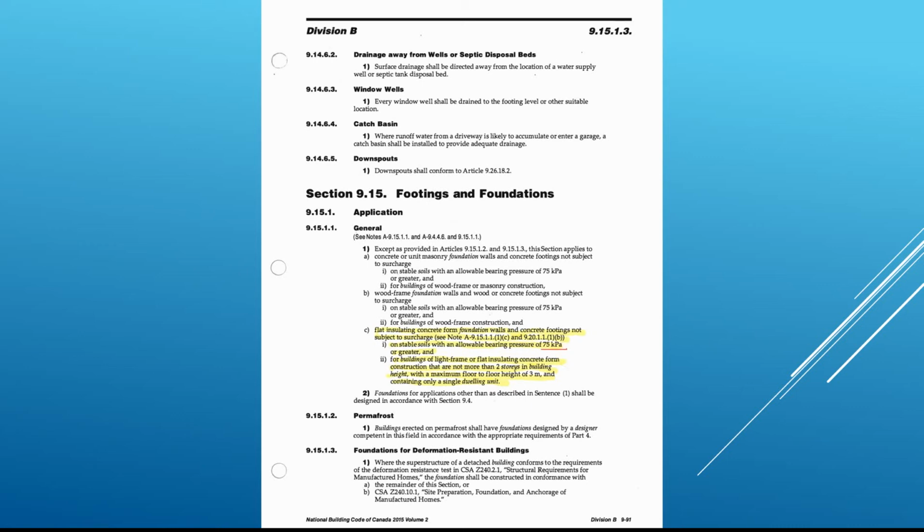The National Building Code talks about the bearing pressures for footings and foundations, and that's found in Part 9 of the National Building Code. You have to remember that Part 9 can only be used for construction not more than 2 stories in height, with a maximum floor-to-ceiling height of 3 meters, containing only a dwelling unit. That's the critical element. You can't use this for a duplex, you can't use it for commercial, it's only used for a dwelling unit. So that's the criteria that lays it out.